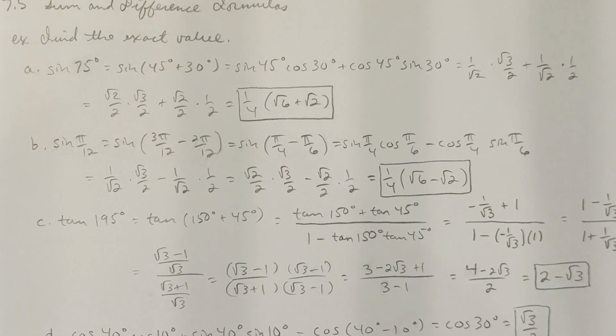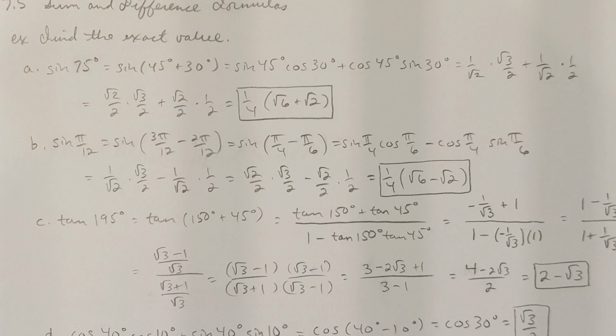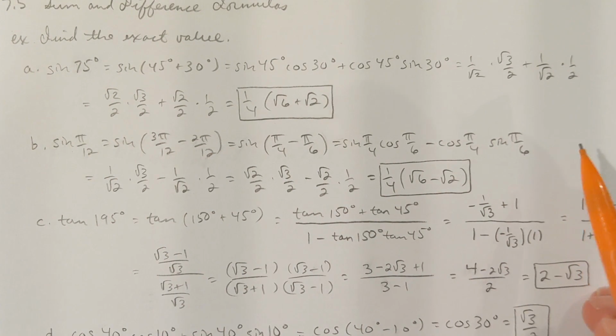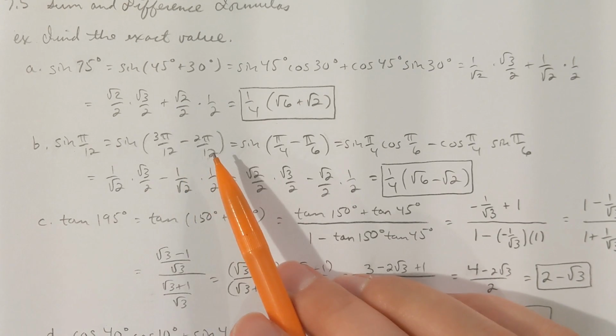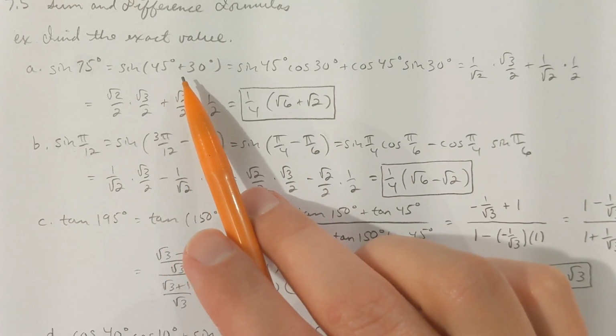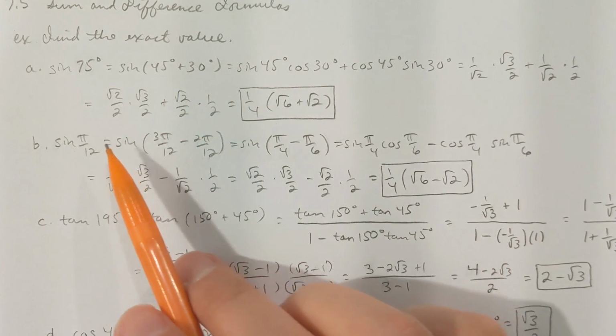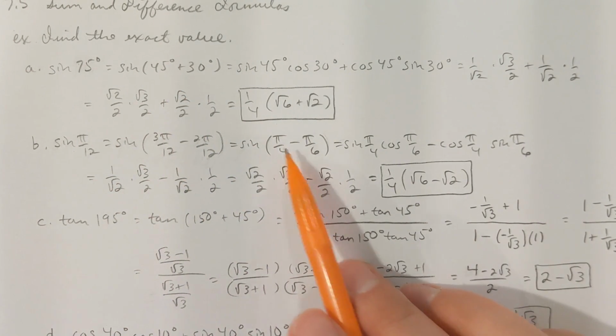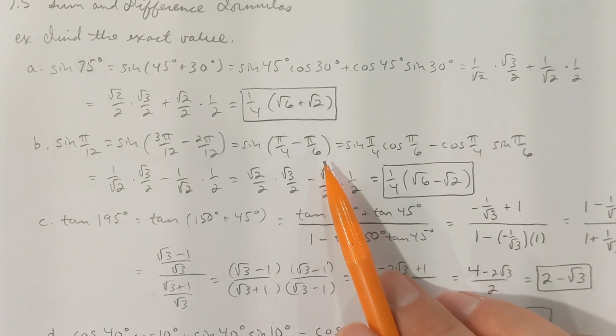Here's another one. Suppose that we want to compute sine of pi over 12. Well, pi over 12, again, is not one of my common angles. So I want to think of some common angles such that when I add or subtract, I get pi over 12. Pi over 12 is the same as 15 degrees in degree mode. So if I were to take 45 degrees minus 30 degrees, I'd get 15 degrees. Now I'm using radian measure, so 45 degrees in radians would be pi over 4. 30 degrees in radians would be pi over 6.